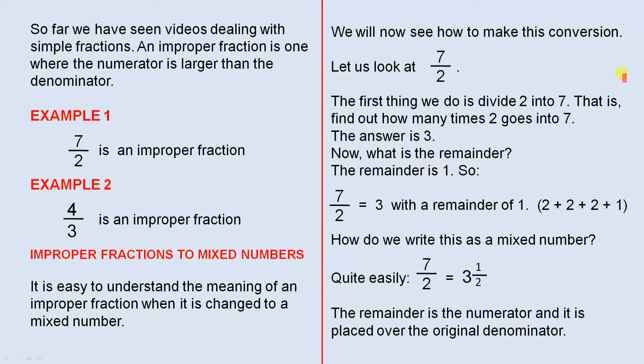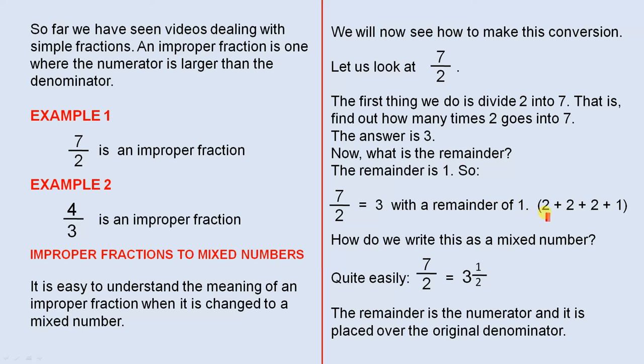The first thing we do is divide 2 into 7. That is, find out how many times 2 goes into 7. The answer is 3. 2 divides into 7 3 times because 2 times 3 gives us 6. Now, what is the remainder? The remainder is 1. So, summarizing quickly, 2 into 7 goes 3 times. The remainder is 1. So, 7 over 2 equals 3 with a remainder of 1.